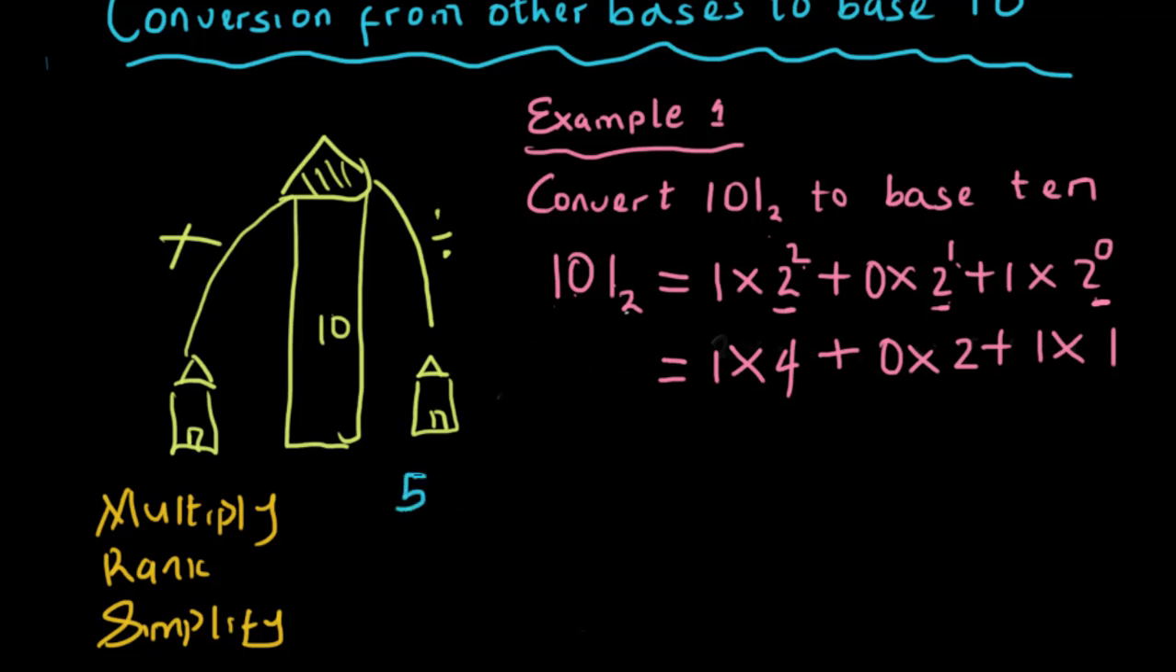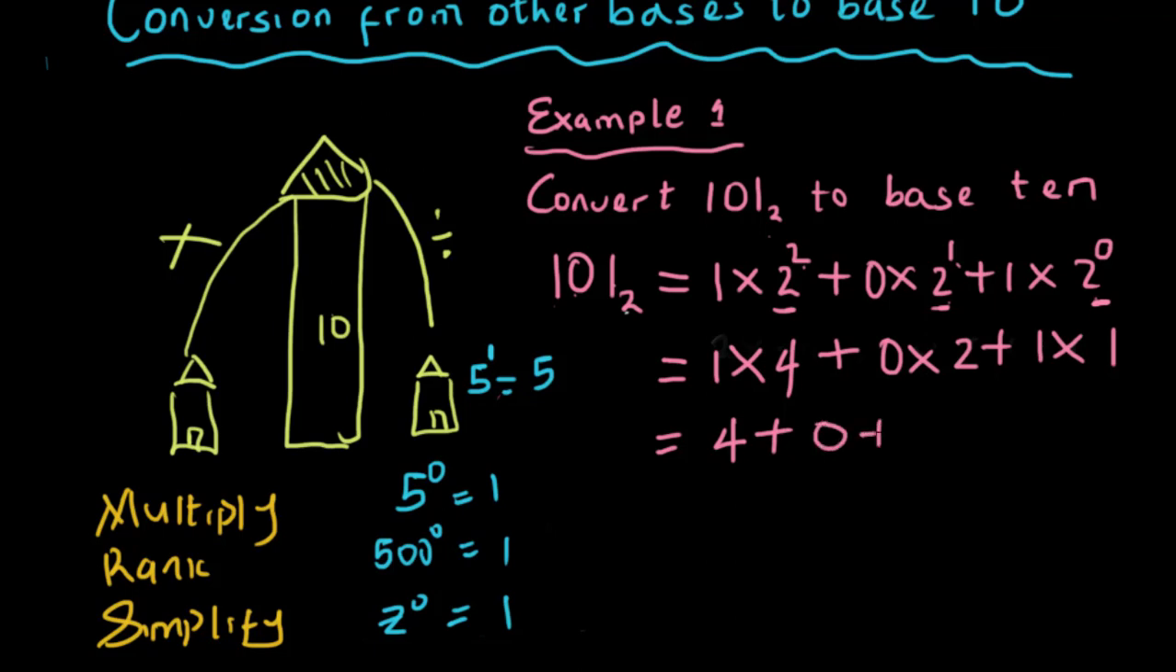So it means 5 raised to power 0 is 1. 500 raised to power 0 is 1. Z raised to power 0 is 1. Anything raised to power 0 is 1. Does that make sense? And don't forget, anything raised to power 1 is that thing. So let's continue with this. We have 1 times 4, 4. Plus 0 times 2, that is 0. Plus 1 times 1, 1. So we're having 4 plus 0, 4 plus 1, 5. So this is 5 in base 10.